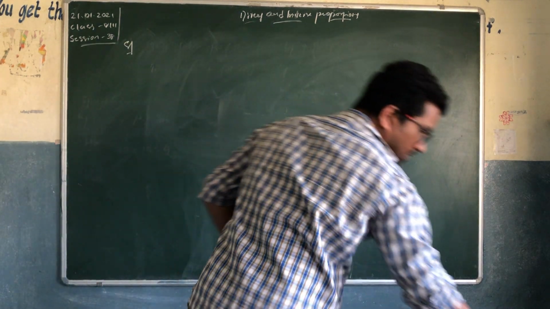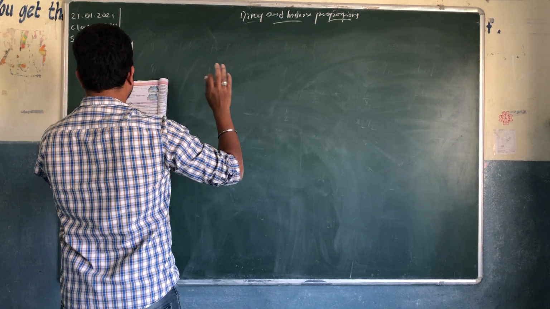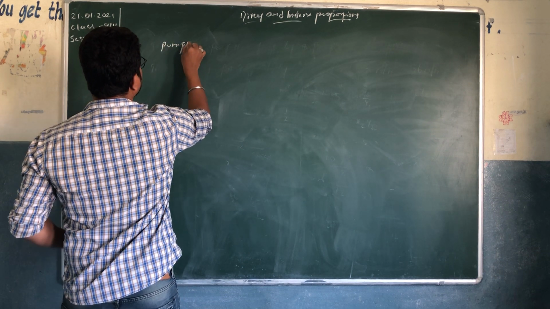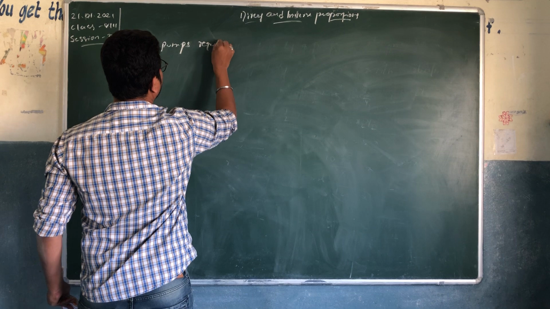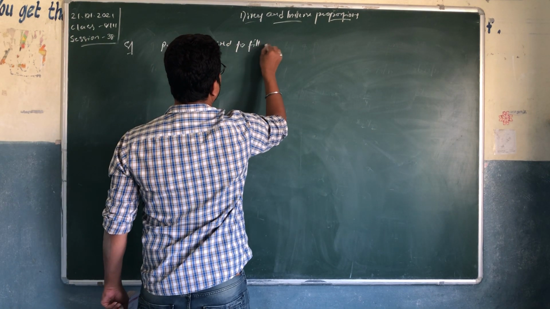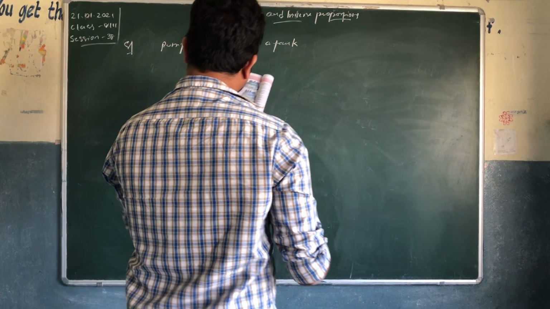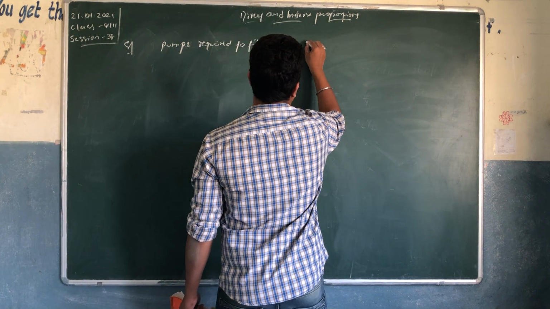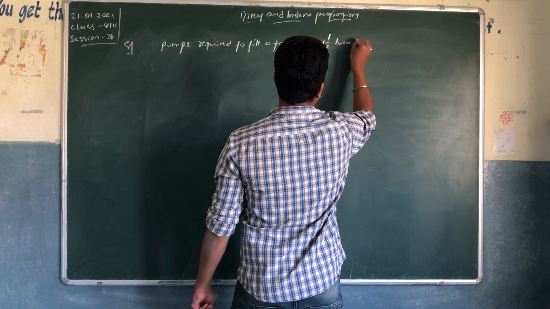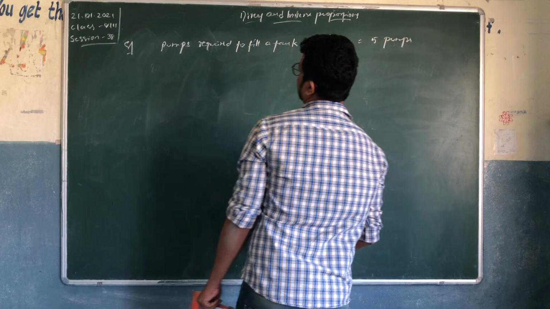Whatever we need to find out, we should start the sum with that. We need to find out pumps, right? Write down: pumps required to fill a tank in 1.5 hour. In 1.5 hour is equal to how many? 5 pumps. Next.